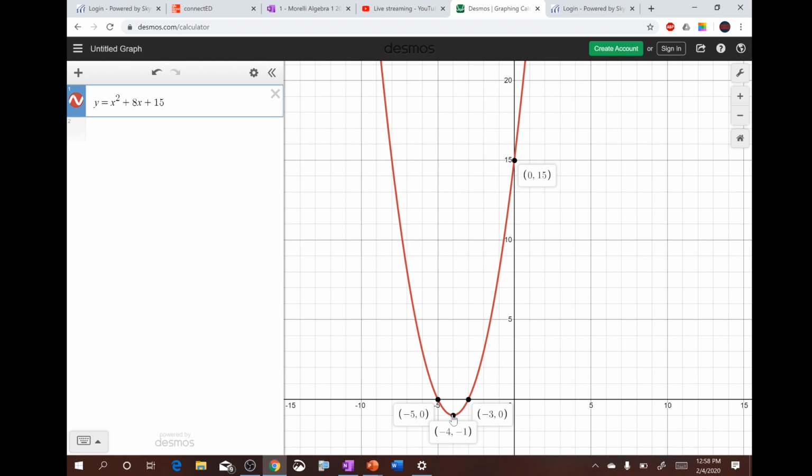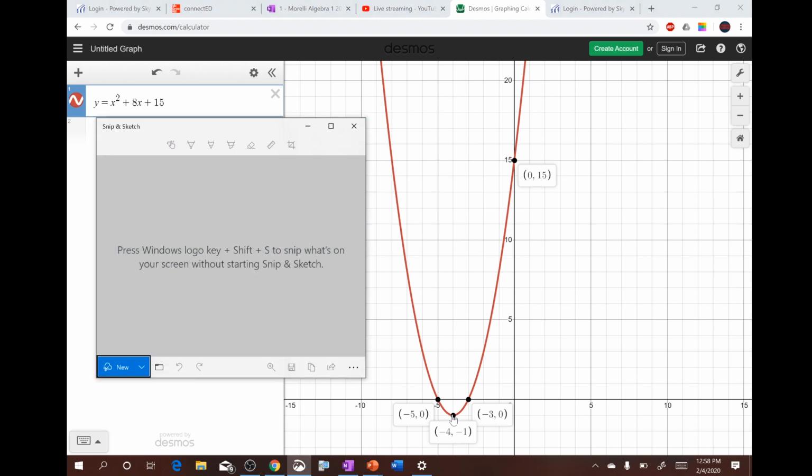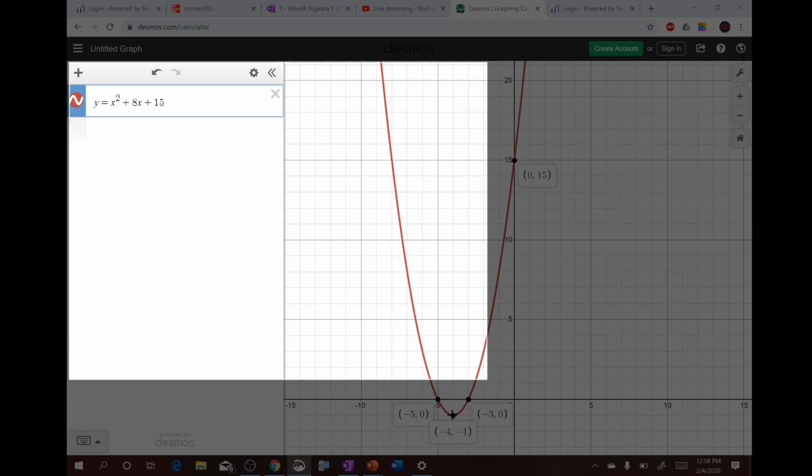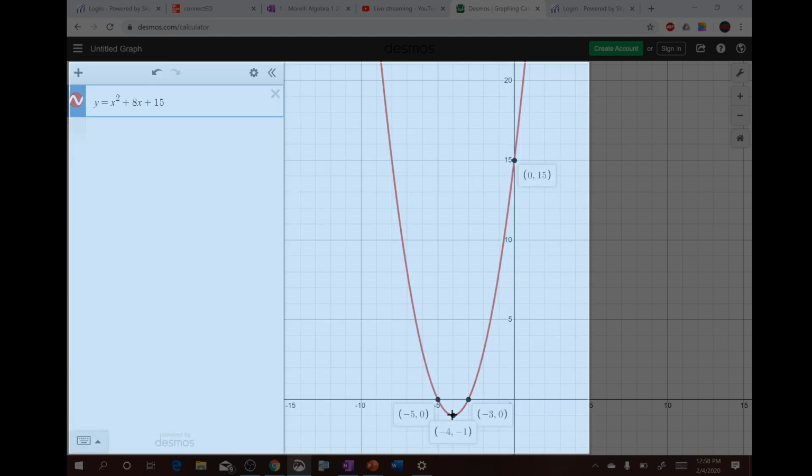Well, what does it look like visually? The very bottom of the graph? The tip? What do we call tips and edges and corners in geometry? Vertex. That's the vertex of the graph. Or the very top, if it's a, yeah.